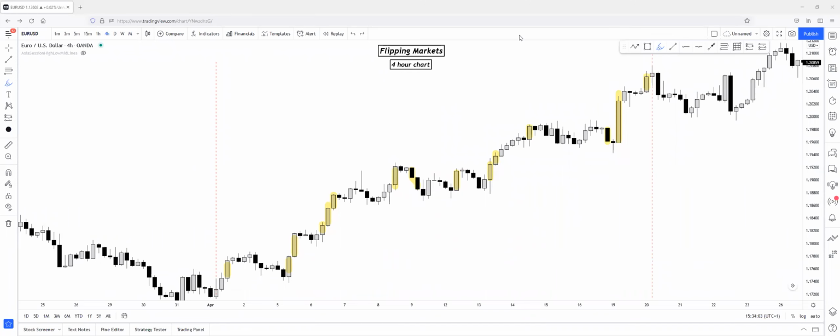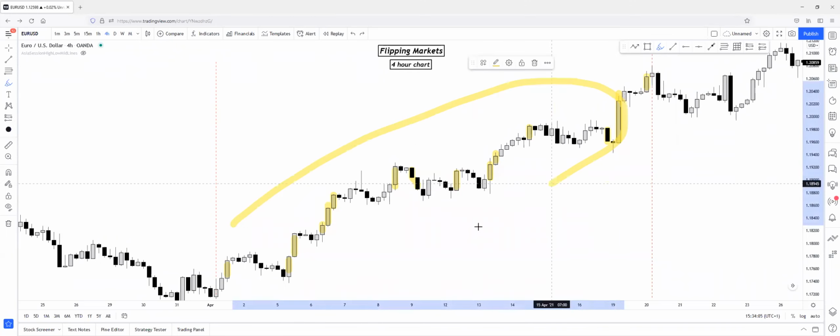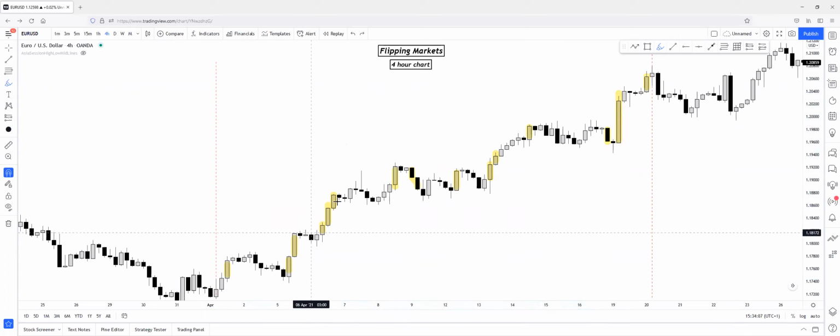Okay, so your time is over. As you can see, I marked all of the inefficient areas between the red lines. If you see a yellow highlight, that means we have an inefficient gap there. On all of the yellow lines, we have an inefficient gap between the wicks. So the areas are inefficient.